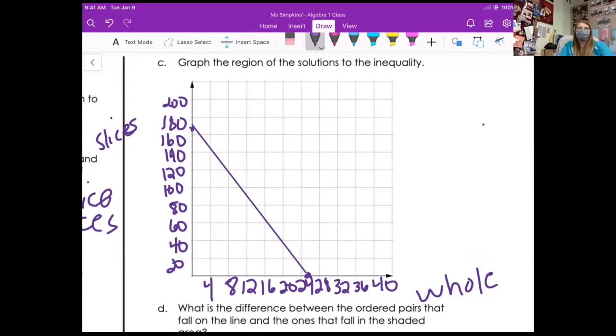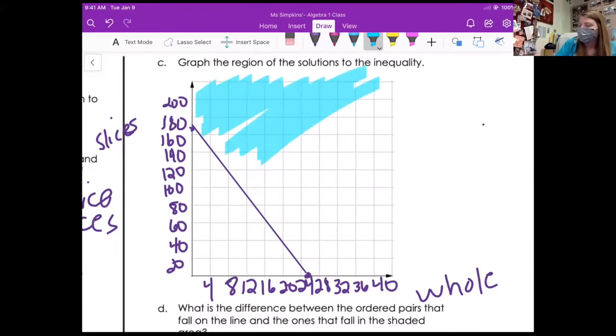So where do we shade? Do we shade to the right or shade to the left? Okay, let's think about this. We can pick a point. What's the easiest point? 0, 0. I love 0, 0. If we use 0, 0, will I make $500 if I sell 0 cakes and 0 slices? I will not make $500. So that means I need to shade on the opposite side of the line from 0, 0. So the opposite side of that line would be over here.